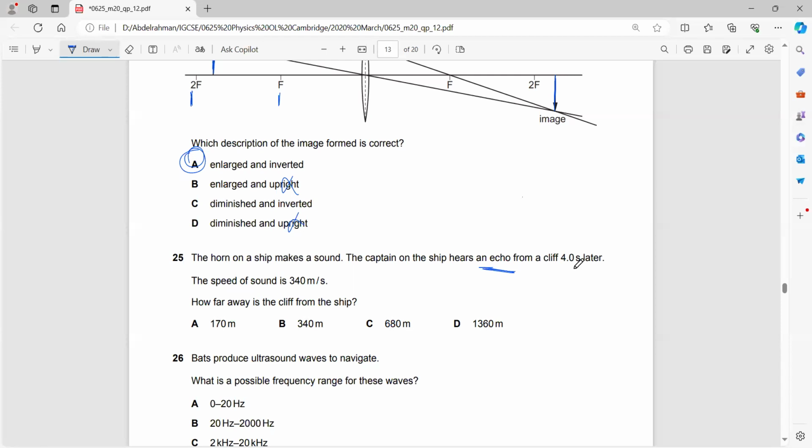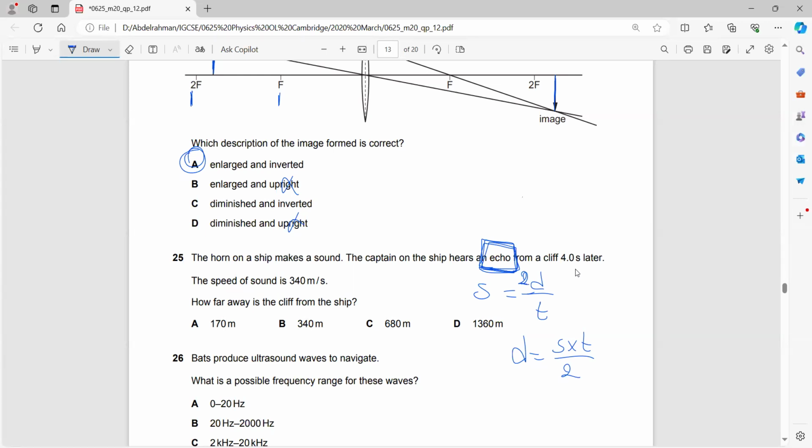This is an echo. How can you find the distance in an echo? Please help me out. What's the equation? Can I say that speed equals distance over time in an echo? Yes, but you have to say two distance. Speed equals two distance over time. To find the distance, distance equals speed times time, over two.